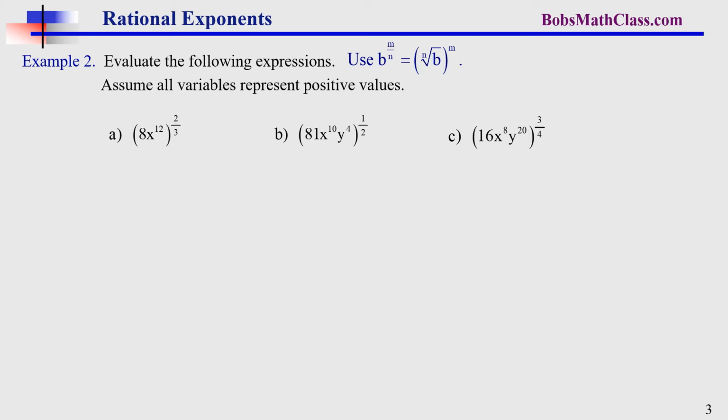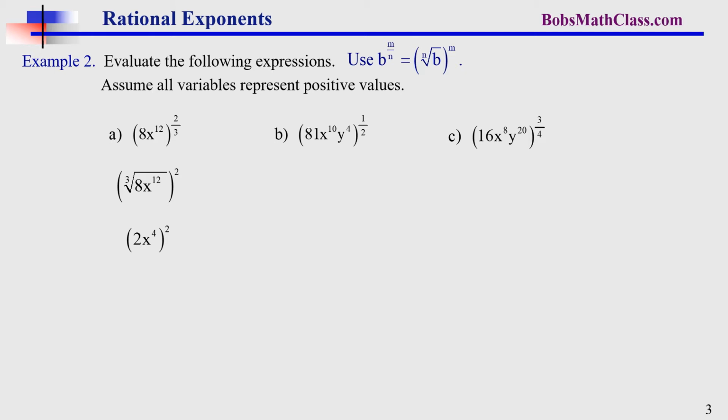Okay, the same kind of problem, only that our radicand is going to have a variable or variables inside. So here our radicand in part A will be 8x to the 12th. The 3, the denominator, will be your index, and the 2 will be written outside of the parentheses. Cube root of 8, that would be 2. And then 3 goes into 12 4 times. So we get 2 to the 4th, all squared.